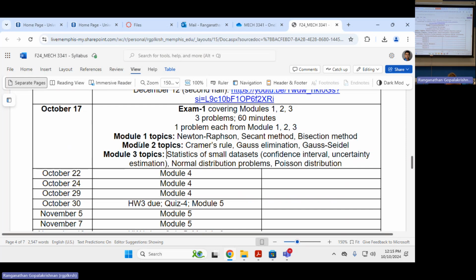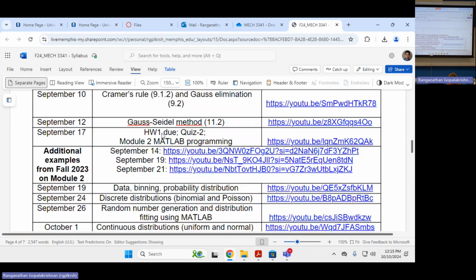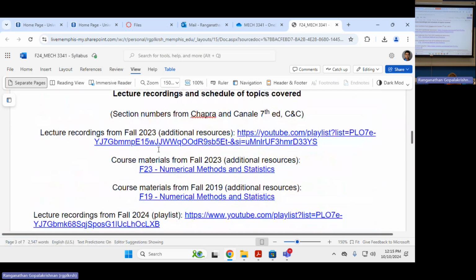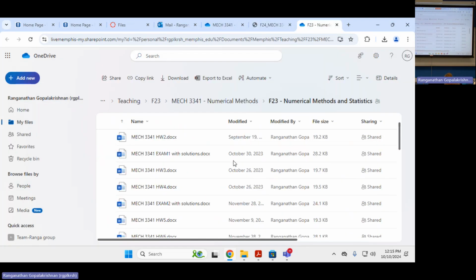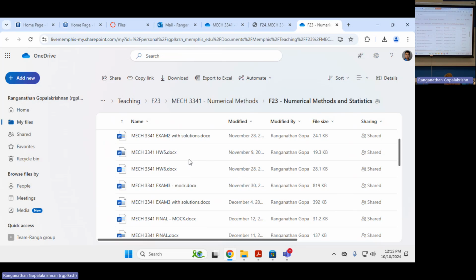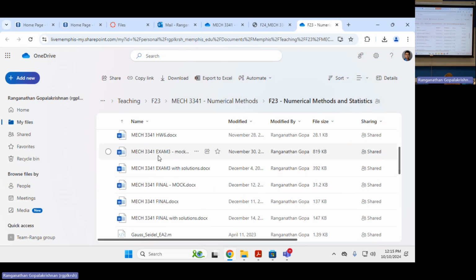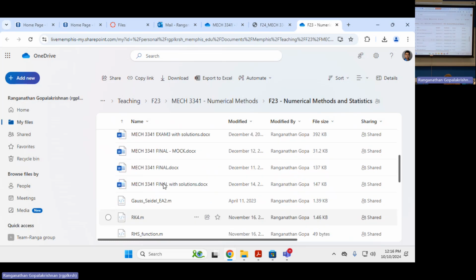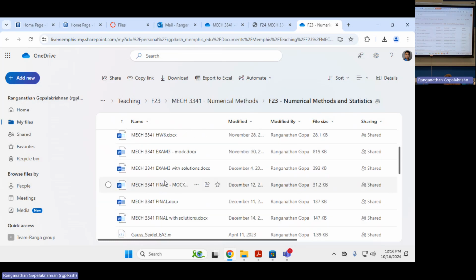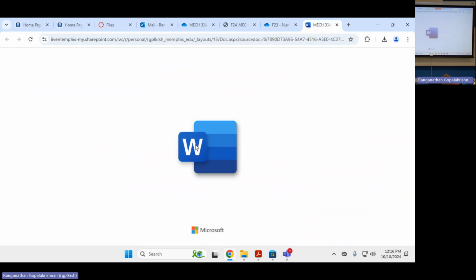All right. So that said, if you also go towards the top of the table, there is course materials from fall 23 and fall 2019. Okay, so if I go to fall 23, what I will suggest you to do is to look at these exams and final, and whichever has questions which are relevant to you, I would suggest you to practice. Like for example, if you took exam 3, okay, let's look at this file.